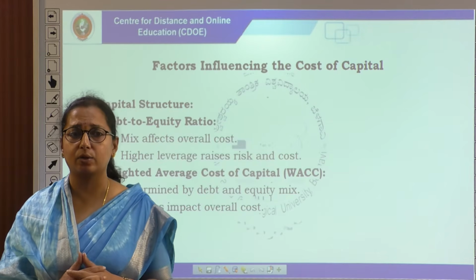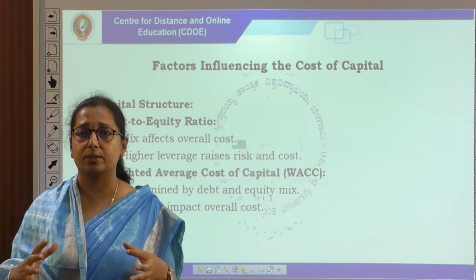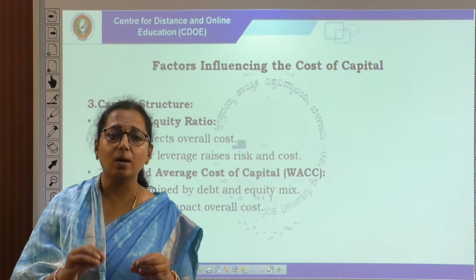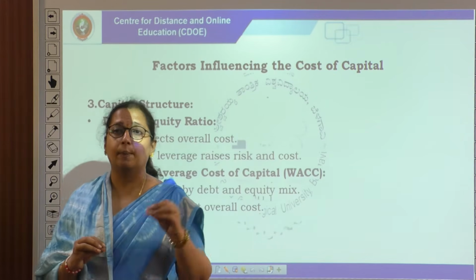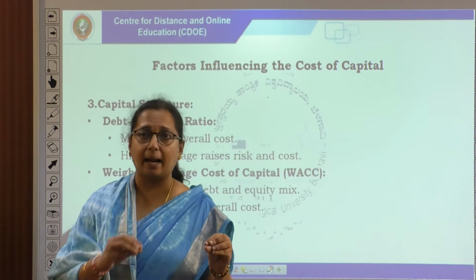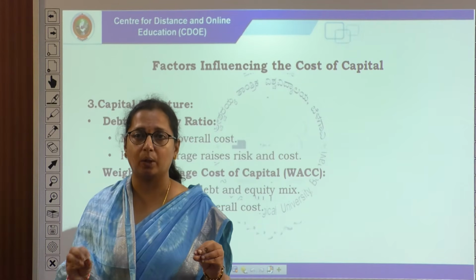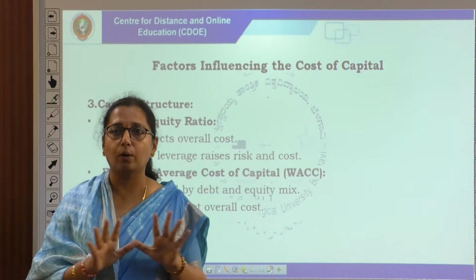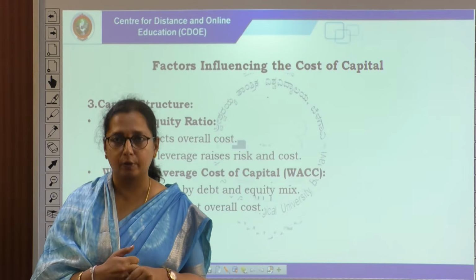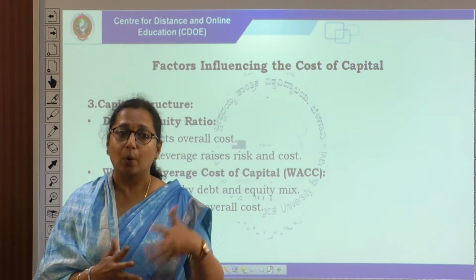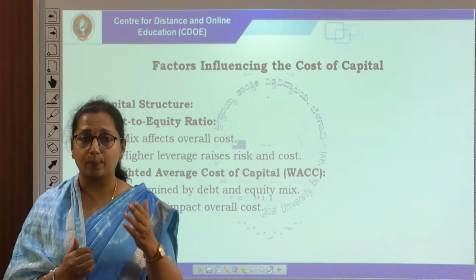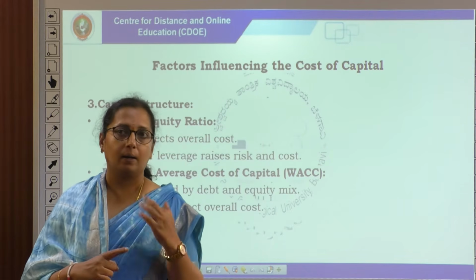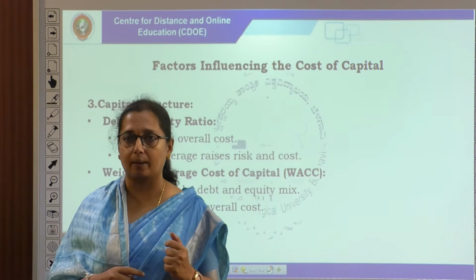When we come across another concept called weighted average cost of capital, we try to see the overall cost. What is the overall cost all about? The proportion of debt and the combination of equity. What is the cost of equity? What is the cost of debt? That is the overall cost. Put together, we will get it as an average, and we are going to solve problems based on this: cost of equity, cost of debt, and weighted average cost of capital.